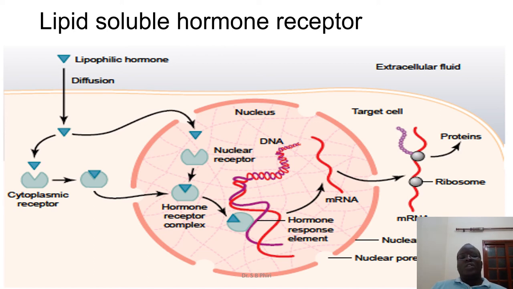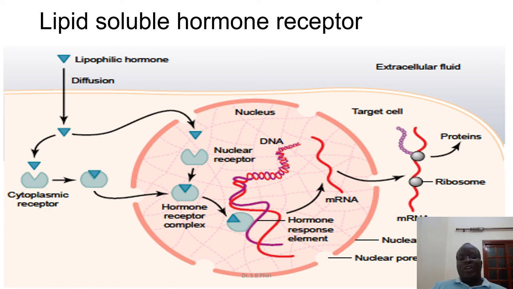So during transportation, they need to bind to plasma proteins, then they'll be transported to the target cells and released to the target cells. They'll be able to cross the phospholipid bilayer of the cells to enter the cells, then they'll go and bind to the receptors in the cytoplasm. Some of them will bind to the receptors in the nucleus, so you have nuclear receptors and cytoplasmic receptors. Those that have receptors within the cytoplasm, once the hormone binds to the receptor, the hormone receptor complex will migrate to the nucleus.